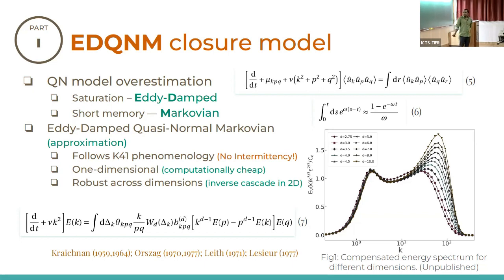So this is the EDQNM spectrum, which I have done for various dimensions and compensated with k to the power minus 5/3, showing a constant at 1.